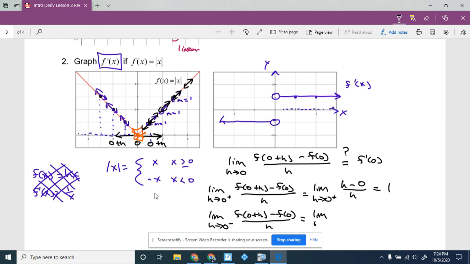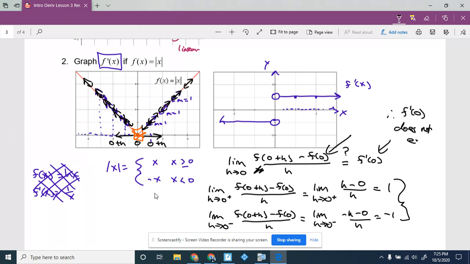So I'm going to get the limit as h goes to 0 from the left of negative h minus 0 over h, right? And so that would be negative 1, which again makes sense because all of these slopes of these tangent lines are going to be approaching negative 1. So you're like, all right, so then what does that mean about this two-sided limit? Well, a limit's a limit, right? So if the limit from the right and the limit from the left don't agree, that means that this does not exist, which means then that this doesn't exist. So therefore, f prime of 0 does not exist.